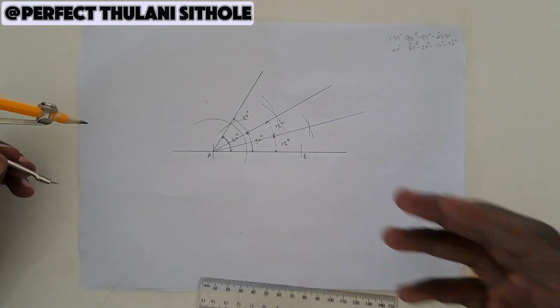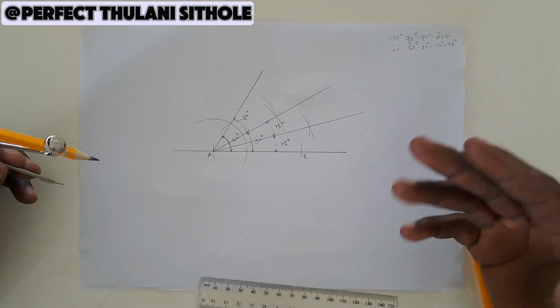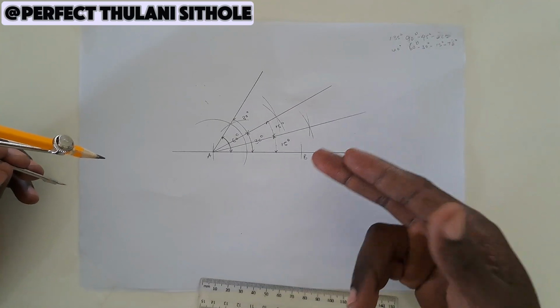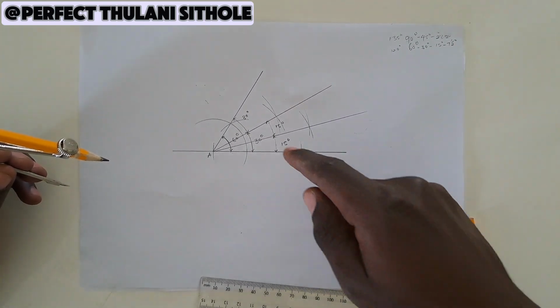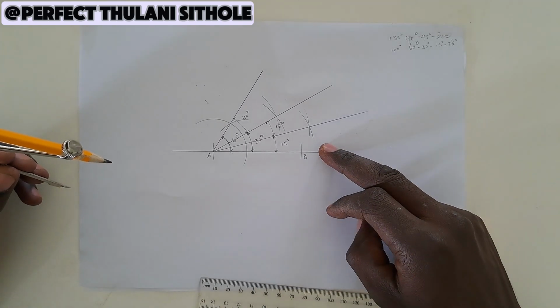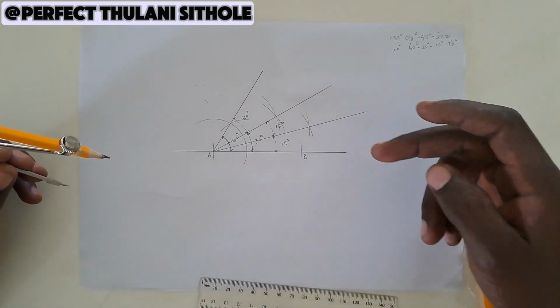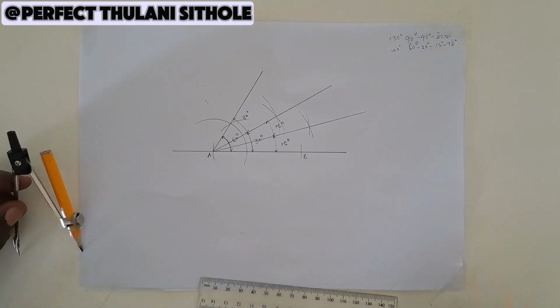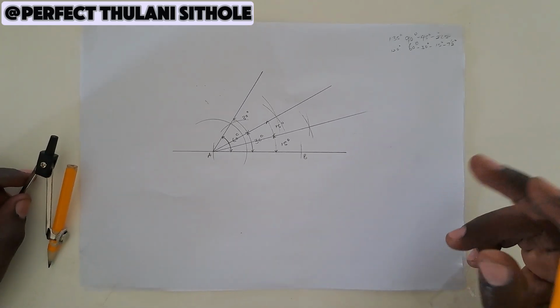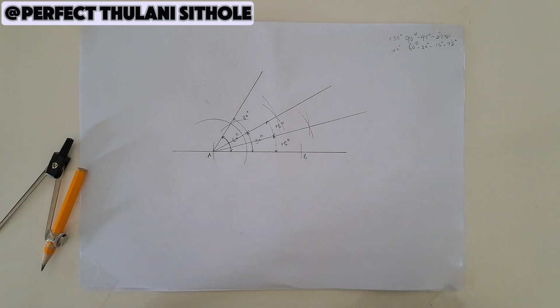So that's how you do a 60 degree angle, a 30 degree angle, and 15 degrees. And that's what you do also when doing the 7.5. You just bisect the 15 degrees. So let us construct the 120. There are two ways of constructing the 120 angle.